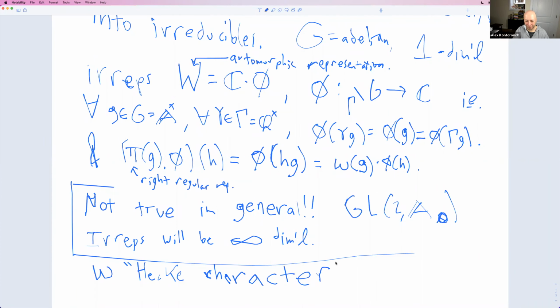Is this as painful for you as it is for me? It's pretty painful. A Hecke character. So it's a Hecke character. Painful, yes. Very painful. Sorry.